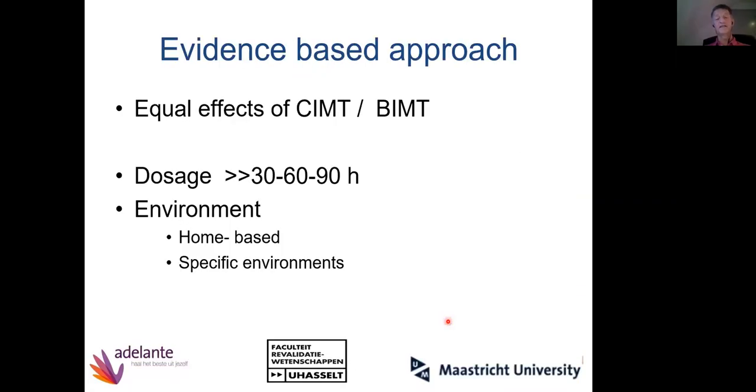So to summarize this part, you can see that at the end, at motor activity level, so the functioning of the upper limb, there are equal effects of CIMT and BIMT. The dosage needs to be up to 30 hours at least, but 60 could be optimal, and studies presenting 90 hours have shown a longer follow-up effect up to 1 year. And the environment in which we perform CIMT or BIMT should preferably be home-based for the young kids, or in a specific environment.